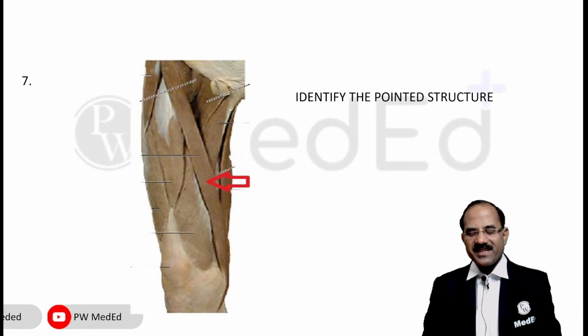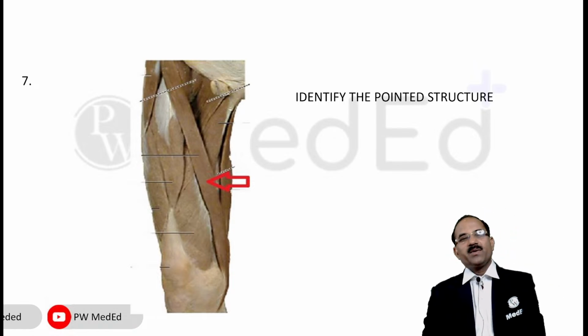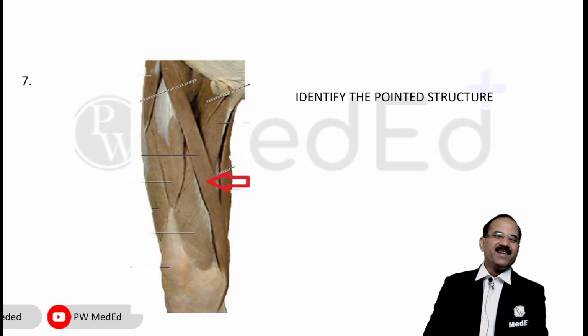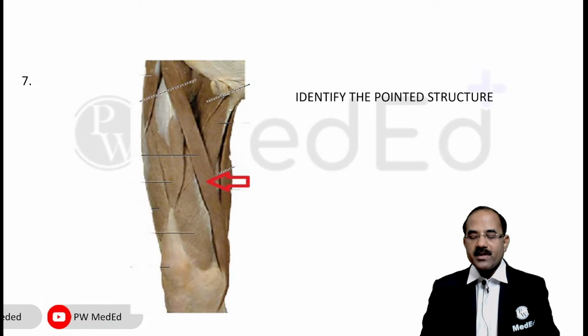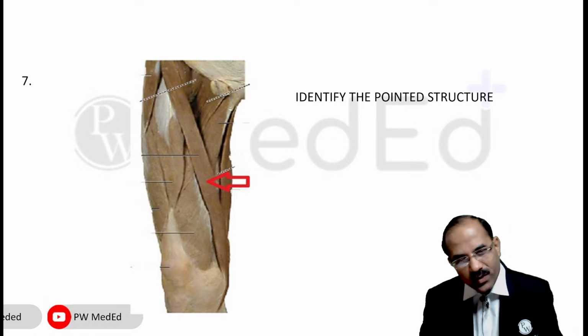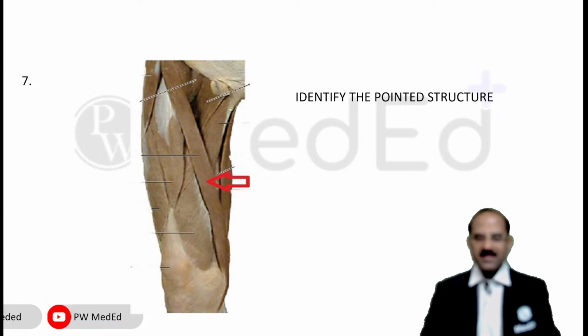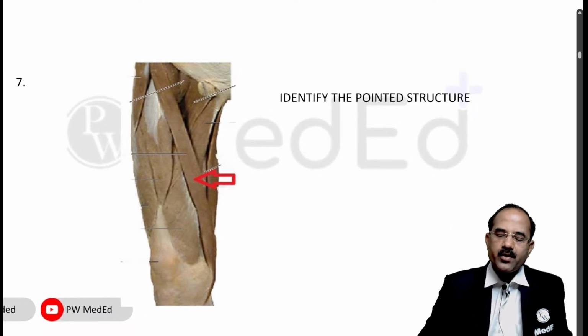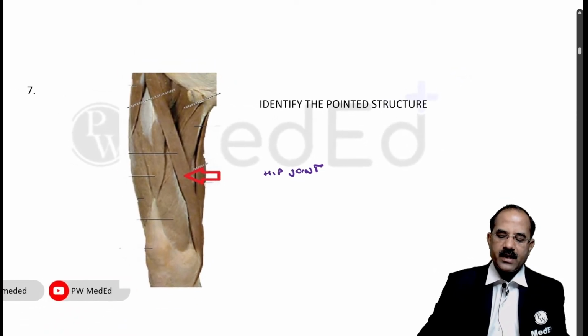Yes, very good. That's sartorius. This is the sartorius, the longest muscle in the body. The longest muscle in the body. Can anyone tell me what is the action of sartorius on the hip joint? What is the action of sartorius on the knee joint? Can anyone tell this? What is the action of sartorius on the hip joint?